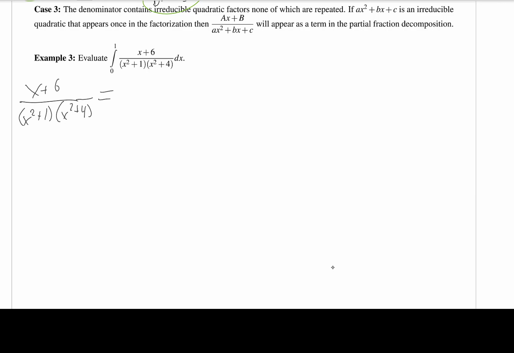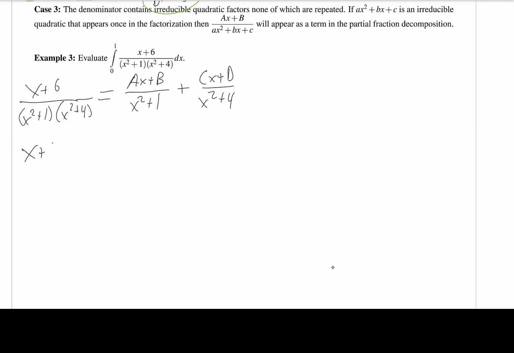Now what I do is, instead of just having a over x squared plus 1, right, we just do one constant over a linear term, or repeated linear terms. Whenever we have a quadratic, it's got to be a constant times x plus another constant. So this will look like ax plus b over x squared plus 1. Now I have a different irreducible quadratic, so I have to do a constant times x plus another constant. So I'll use cx plus d over x squared plus 4.